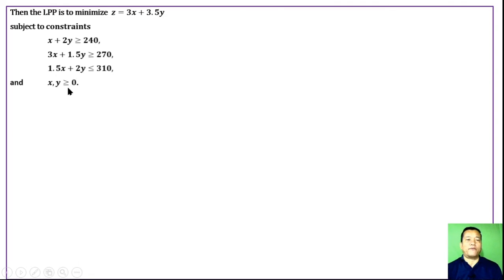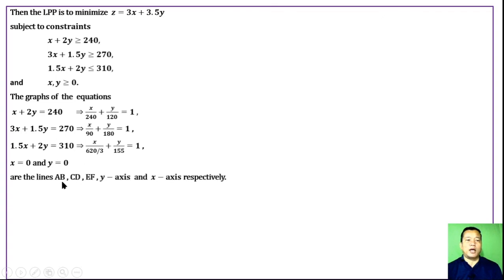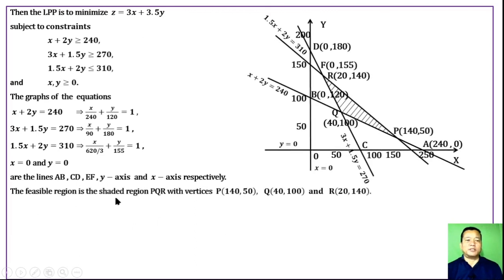That is the formulation. The graphs of the equations corresponding to the inequalities are drawn. The intercepts are found by taking X equal to 0 and Y equal to 0. The lines are the Y axis and X axis respectively, as in this picture. The feasible region is the shaded region PQR.